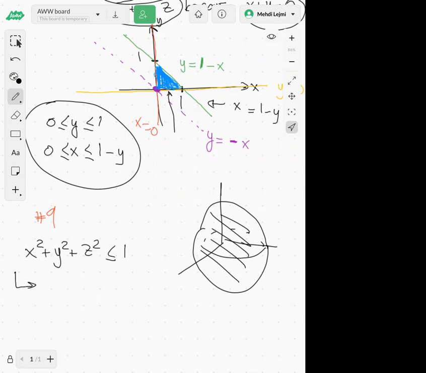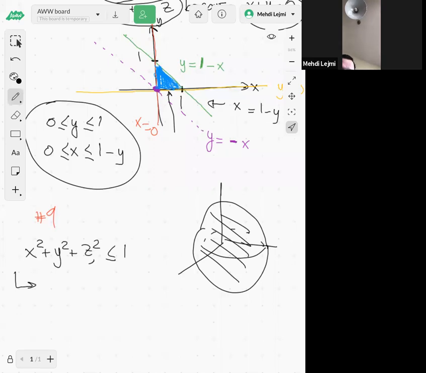First, x squared plus y squared plus z squared is just r squared, less than or equal to 1. So r is less than 1 and, of course, r is positive. So r is between 0 and 1. And that's the only equation we have.